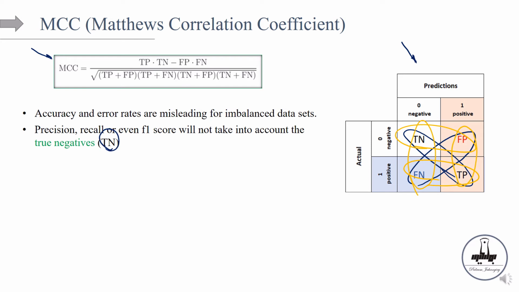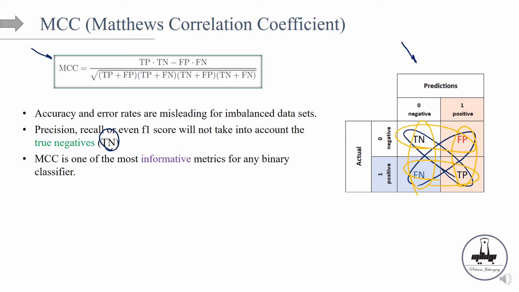For that reason, MCC is maybe our best performance metric, because it handles imbalanced data very well, and at the same time, it takes into account all the numbers on the confusion matrix for two-class classification, right? That's why MCC is one of the most informative metrics for any binary classifier.